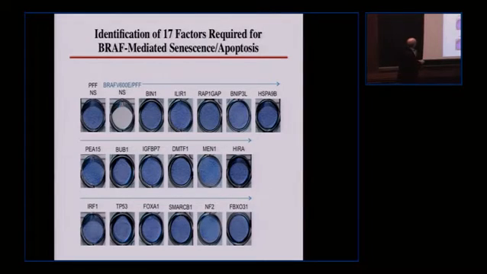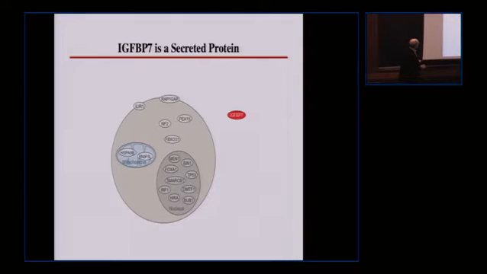And this just shows an example of how profound the senescence mechanism is. Here we take a small amount of cells, we plate them, they form a confluent lawn, but if we introduce BRAF V600E, they become growth arrested. But if we knock down any of these 17 factors, they can still form a confluent lawn even in the presence of BRAF V600E. So what are these 17 factors?